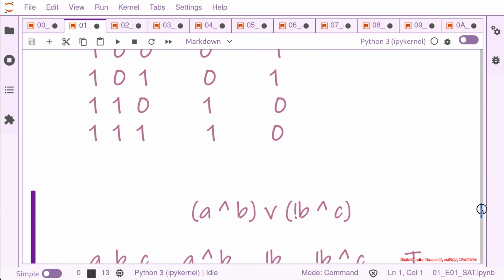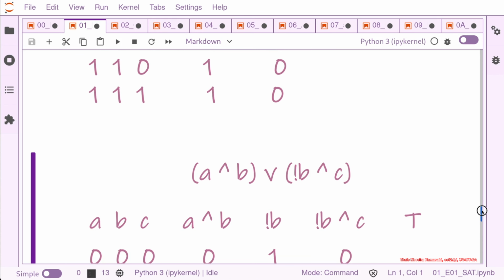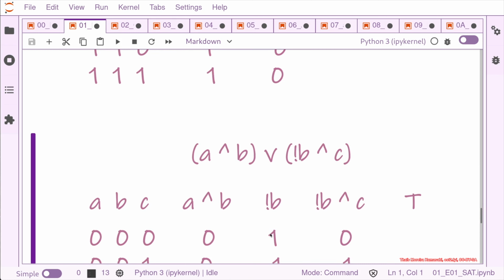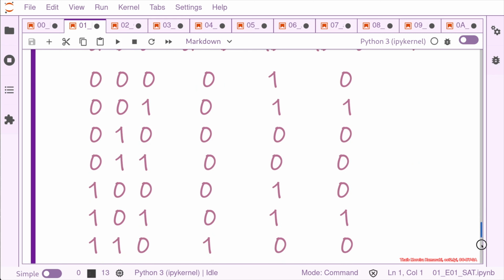So the next one is not B and C. So we are going to get the not B that we just reasoned about, and then we get the C from the first column. So if we have not B true and C is false, we are having false because it's also an AND connector. And then if we have not B is true and C is true, so we have true and true is going to be true. And then we have the last one.